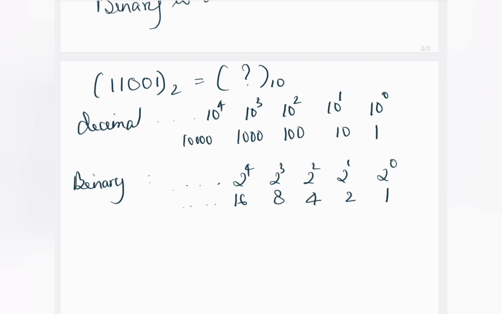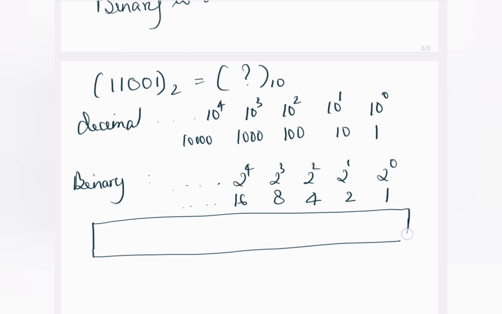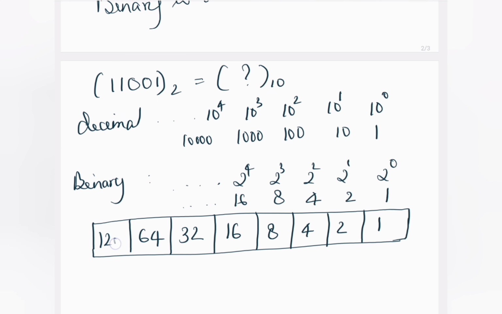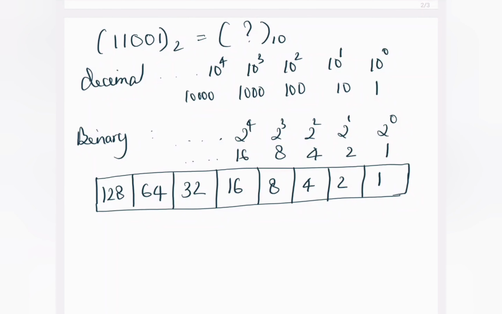Since we are dealing with 8 bits, I could put it together in one little row with 8 columns. 1, 2, 3, 4, 5, 6, 7, and 8. So this will be 1, 2, 4, 8, 16, 32, 64, and 128. This is going to be the maximum for the binary because we are dealing with 8 bits or 1 byte. Let's take this number 11001, which is in binary, and convert it back into decimal.